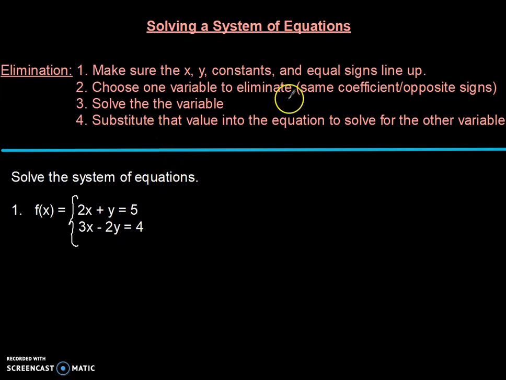And then you're going to choose one variable to eliminate. You can either choose X or Y, doesn't matter, just as long as you have them with the same coefficient and opposite signs. So we're going to start there. So I'm going to choose to get rid of Y.